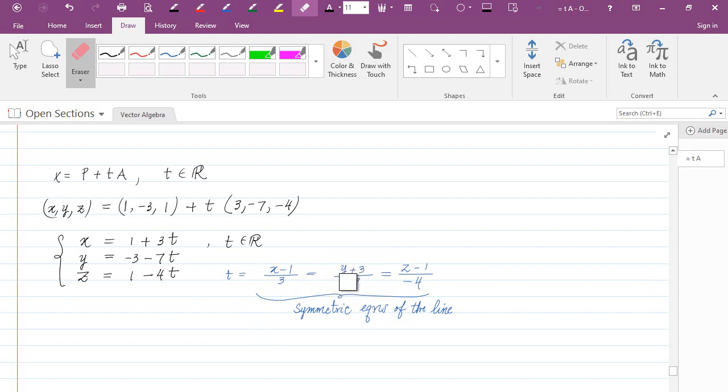Now, in the second fraction here, I can put the negative on top, and in the third one, I can also put the negative on top here if I wanted to. But once we solve for t, these three quantities will be equal. This is known as the symmetric equations of the line.